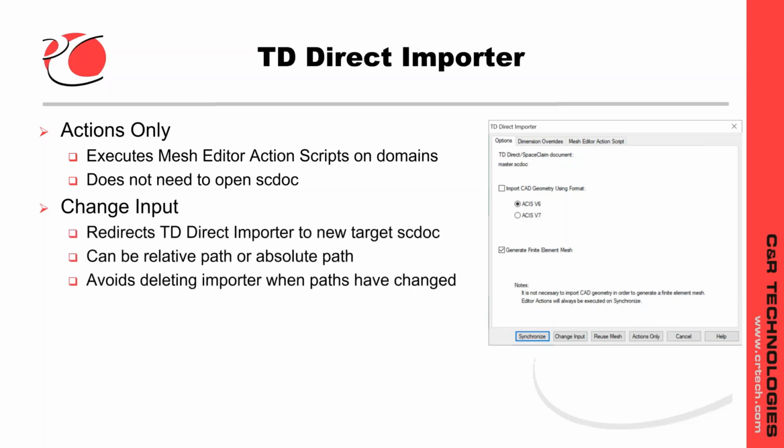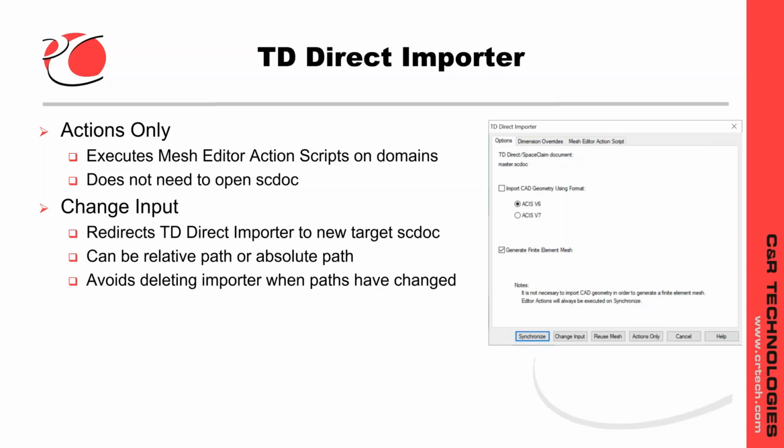We also have change input. And this will redirect the TD Direct importer to a new target file. You can also select whether this is a relative path or an absolute path. So whether it's // users, whatever it is, or just the relative path from where the DWG file is. And this avoids deleting the importer whenever any paths have changed, or often handing a model off to someone else who might not have the same directory structure you have.